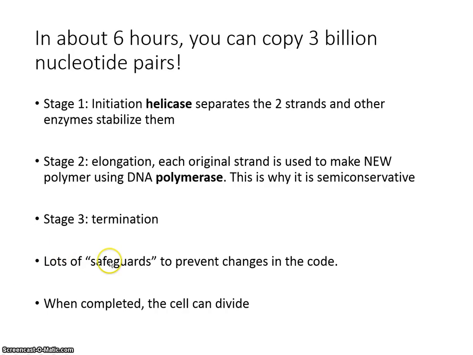There are lots and lots of safeguards, lots of enzymes, proofreading enzymes and repair enzymes, that are trying to check to make sure that as you're building new strands, you're putting the right nucleotide in the right place. When you have completed this task, a cell can look forward to dividing because it now has 2 copies of the code.